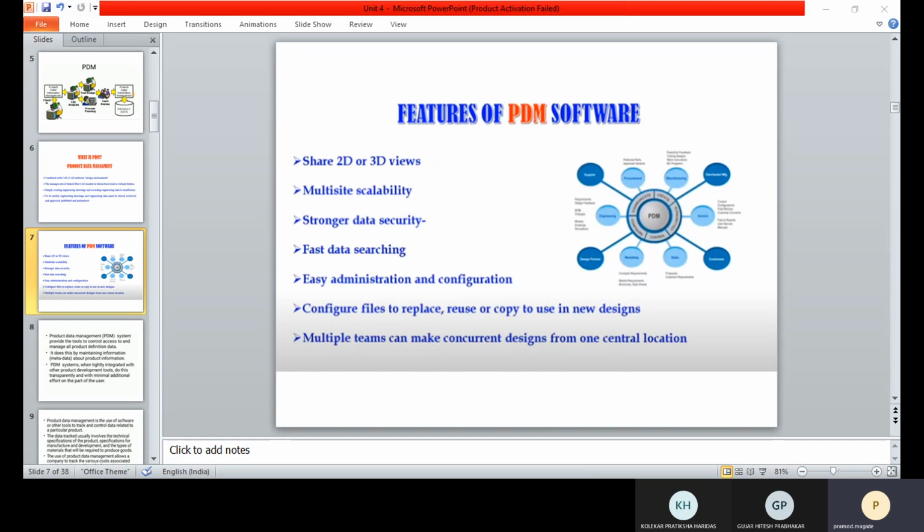If you have visited our library, you might know that in the software we just enter the book name, and we get the idea where it is situated: rack number 3, book number 3rd. Likewise, that will be fast data searching. Same in the case of the industrial point of view. Of course, the configuration of file, replace, reuse and copy. So this data cannot be hampered, and suddenly it cannot be deleted. There is a backup. So this kind of software arrangement for PDM, companies can take benefit of this PDM.